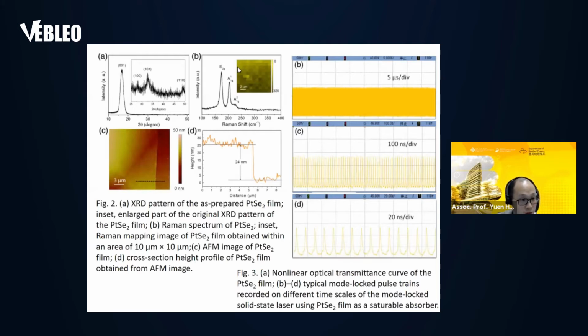The material we use is a polycrystalline structure. We deposit our PtSe2 nanofilm on the substrate. The overall thickness is about 24 nanometers. It's a kind of nanofilm. So this is the characterization. Figure 2A, B, C is the characterization to confirm that this is really the 2D material we produced: a polycrystalline, few-layer 2D crystalline structure.